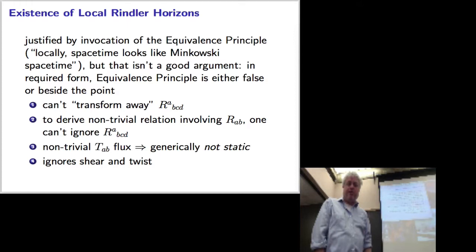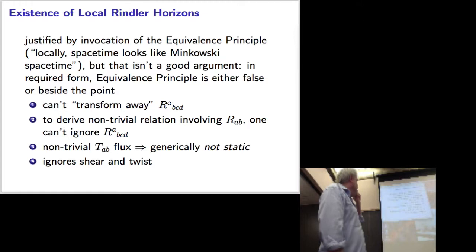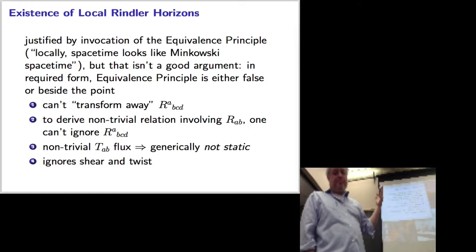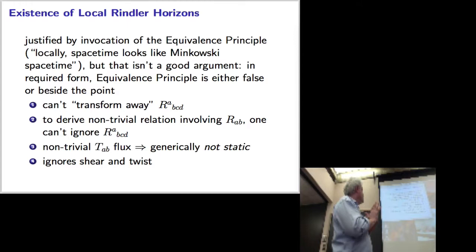Because in the required form, the equivalence principle is either false or just irrelevant. One can't transform away the Riemann tensor. So if the Riemann tensor is non-zero, I don't care how close you get to the point, there's always curvature in a generic space-time. If you want to derive non-trivial relations involving the Ricci tensor, which they both must do, you can't ignore the Riemann tensor. Therefore, it's there. Can't get away from it. If you want to have non-trivial stress-energy flux, which both require, then generically, the space-time is not going to be static locally around these points.